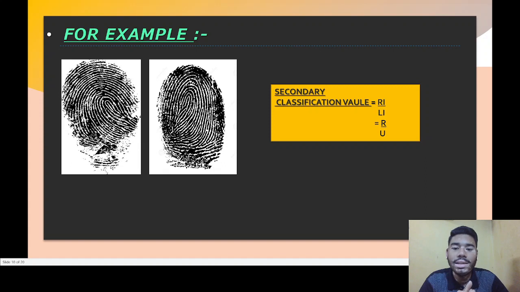For example, secondary classification value. In this, the right index finger has a radial loop, so R is given, and the left index finger has an ulnar loop, so U is given.